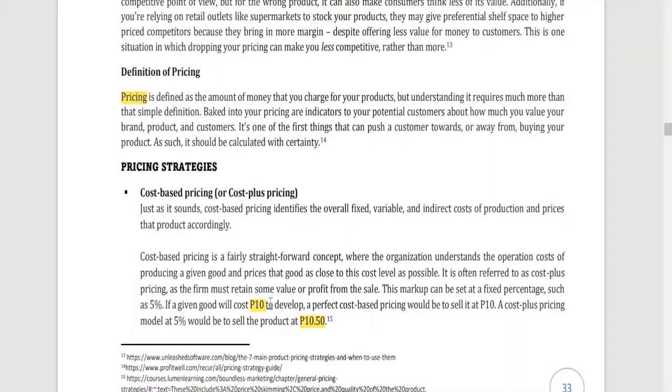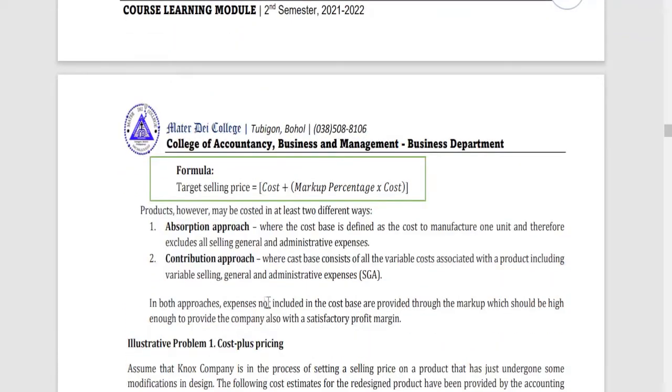So here your cost is 10 and your plus would be the markup of 5%. So the formula here would be your target selling price is equivalent to your cost plus the markup percentage times cost.